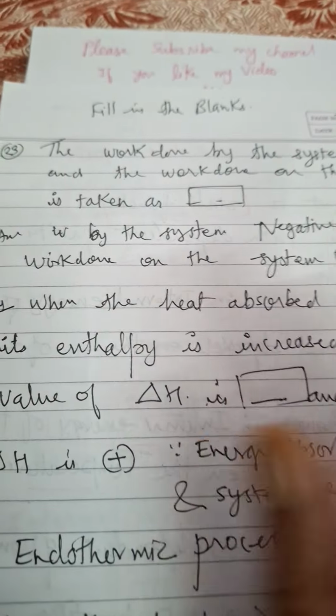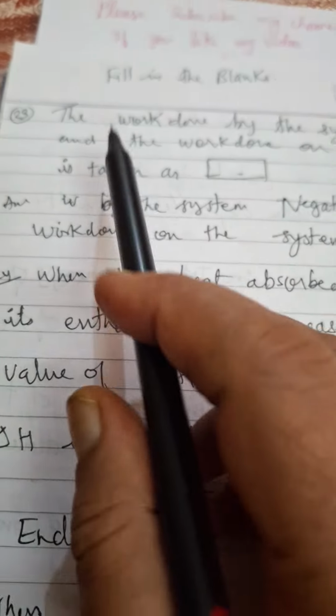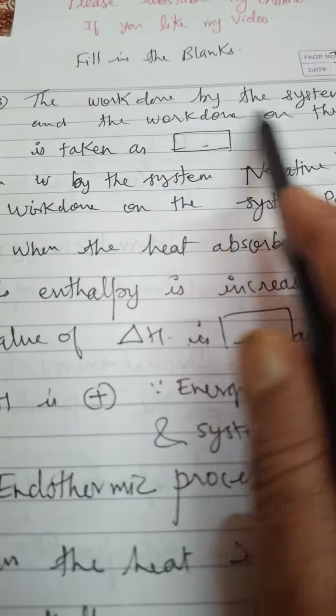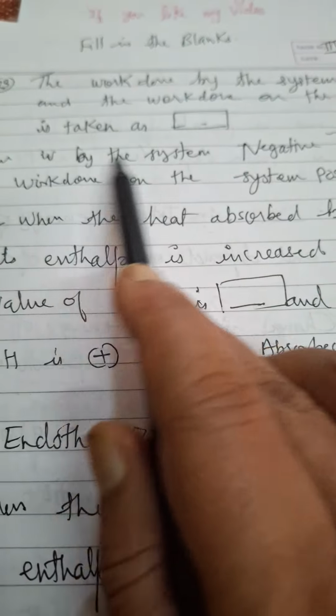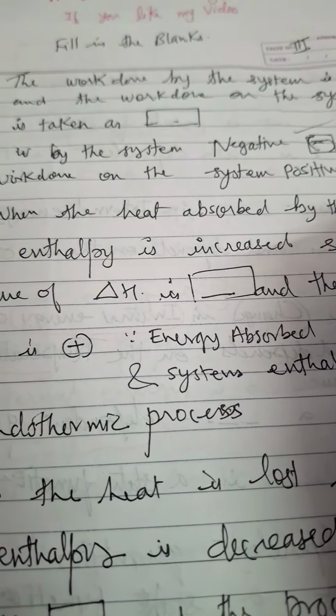There are a total of 50 fill in the blanks. If you learn them, you will be very good in thermodynamics. The work done by the system is dash and the work done on the system is taken as dash. Work done by the system is always negative and work done on the system is positive.